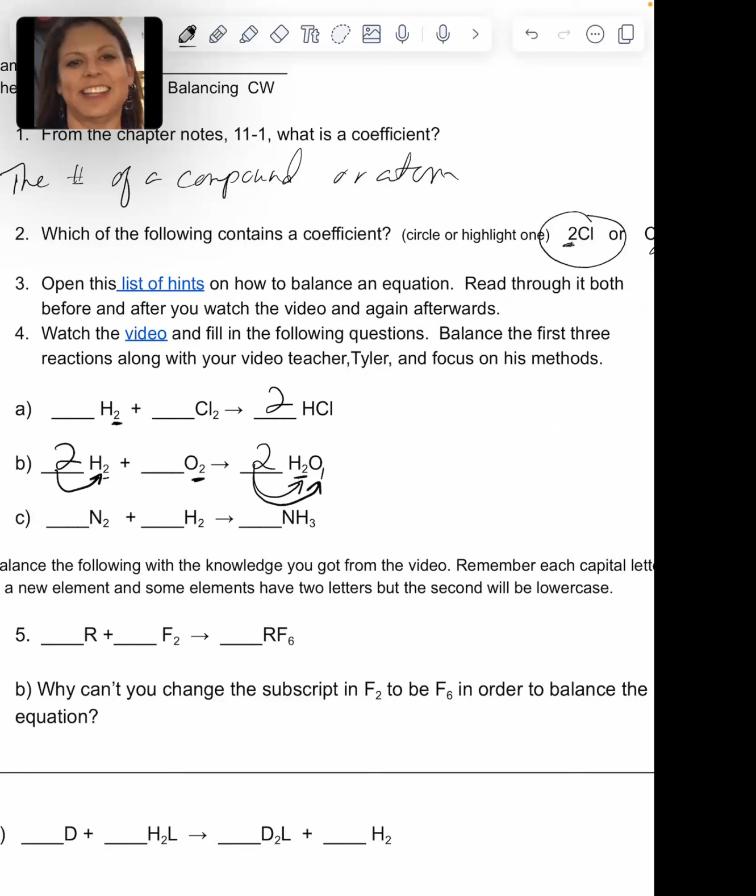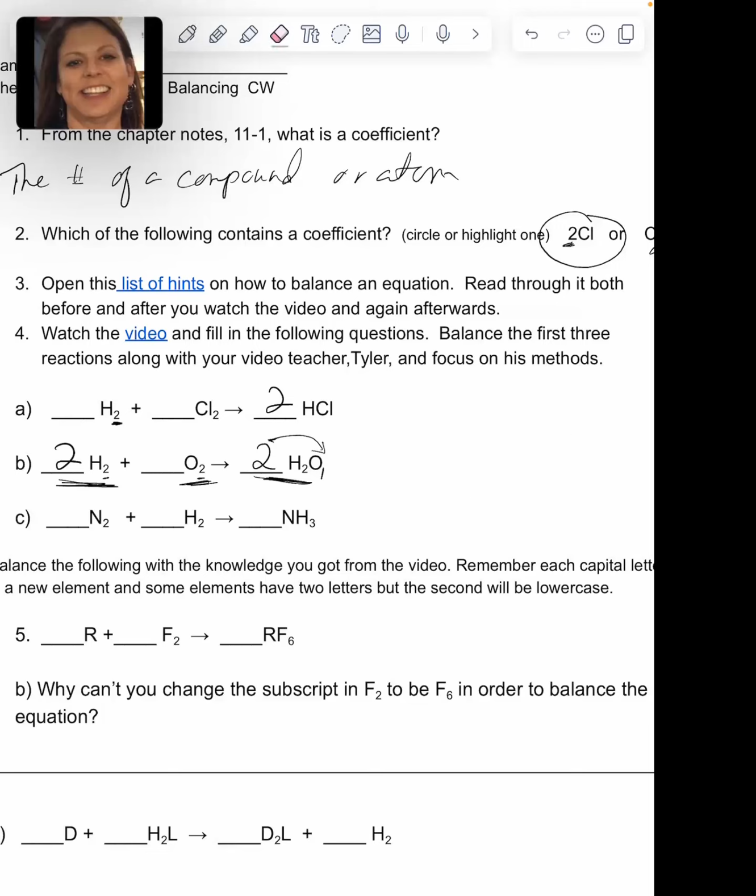So this reaction is done because I have, always double check, 4 hydrogen on the left, 2 times 2, 4 hydrogen on the right, 2 oxygen on the left, and because of this 2 here, I have 2 oxygen on the right. I can't rewrite this H2O2 because that's hydrogen peroxide. It's not water. You can't change the identity of the substance, but you can add more H2O molecules.